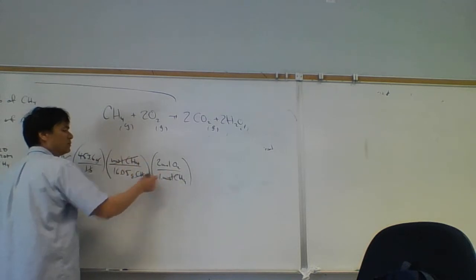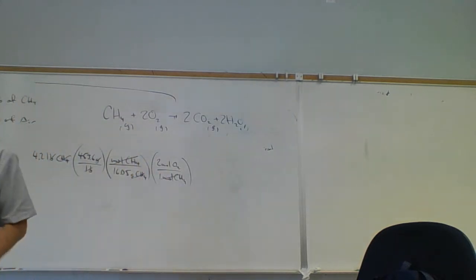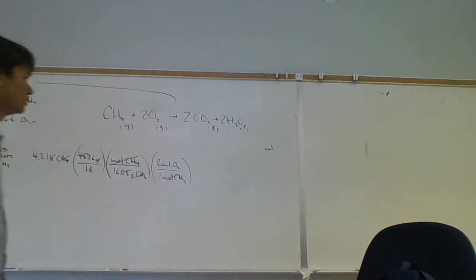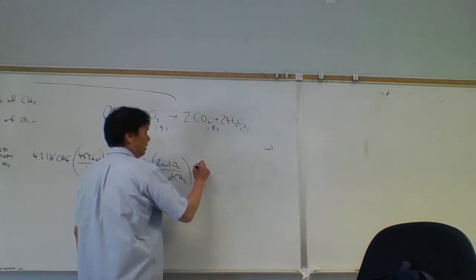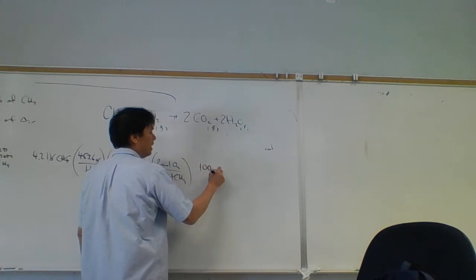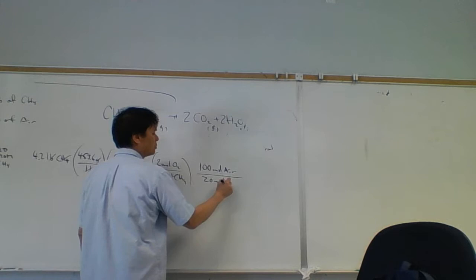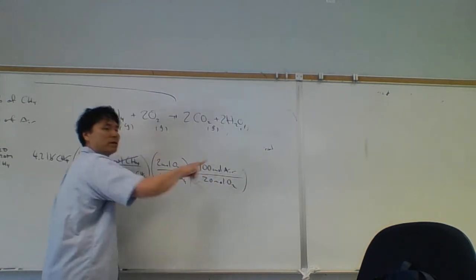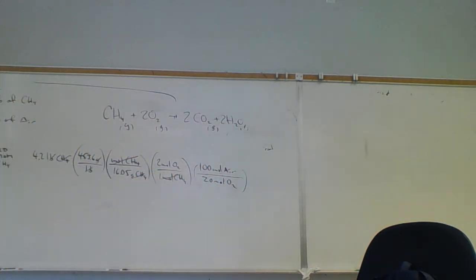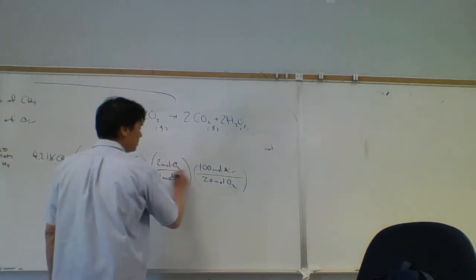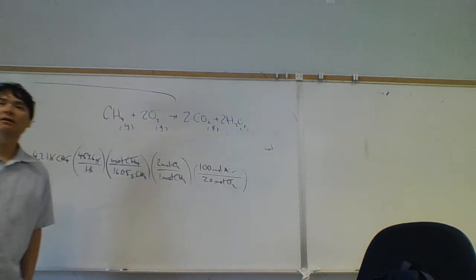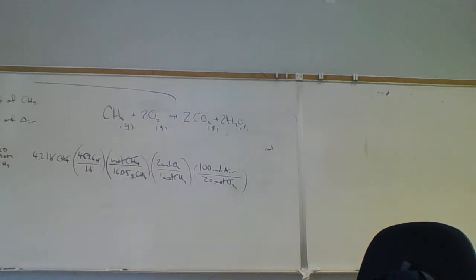And so now I have moles of O2, but moles of O2 is not moles of air. And so the next conversion will be a mole to mole conversion using the mole percent. The mole percent is that 100 moles of air contains 20 moles of O2. And so this is my 20%, I just flipped it. I flipped it because I want the moles of O2 to cancel. But it's still valid, 100 moles of air contains 20 moles of O2.